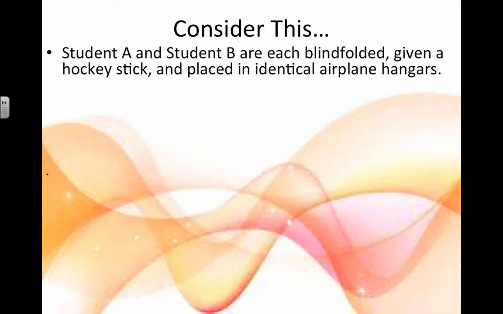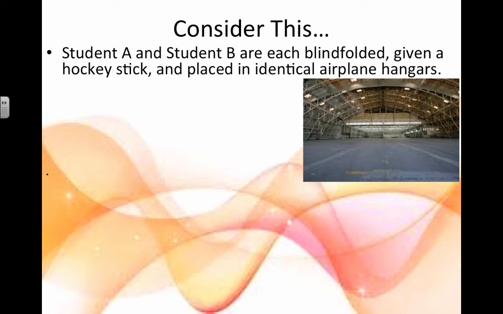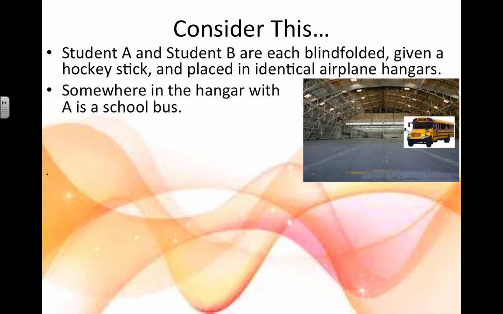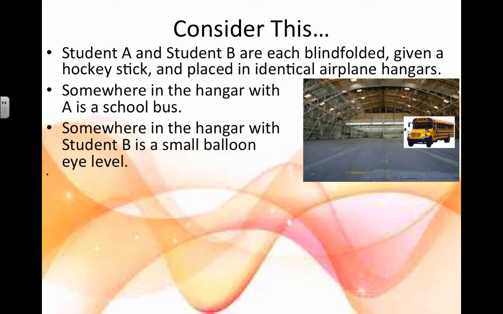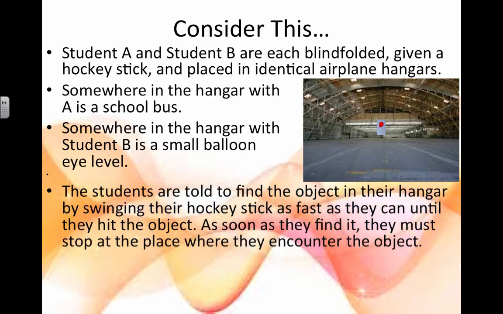So consider this experiment. Student A and student B are both blindfolded and given a hockey stick. They're placed in identical airplane hangars, a really big empty space. Somewhere in the hangar with student A is a school bus. And somewhere in the hangar with student B is just a small balloon floating around at eye level. Both students are told to find the object in their hangar by swinging their hockey stick as fast as they can until they hit the object. As soon as they find it, they must stop at the place where they encounter the object.